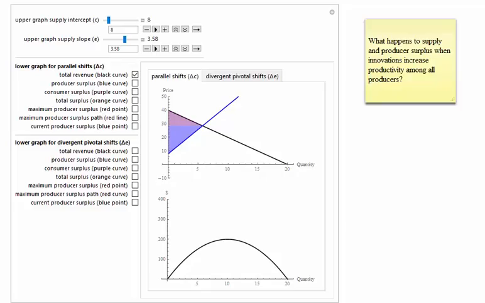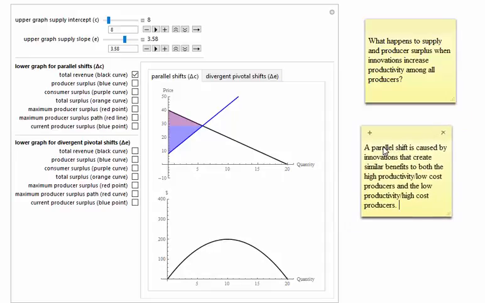Hello. Ask yourself the question, what happens to supply and producer surplus when innovations increase productivity among all producers? Think about it. First effect on the supply curve is it will cause a parallel shift, and we can see that up here by changing the intercept, C. And so it increases consumer surplus, decreases producer surplus.